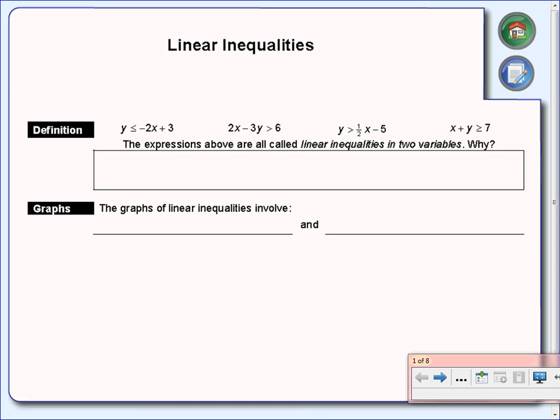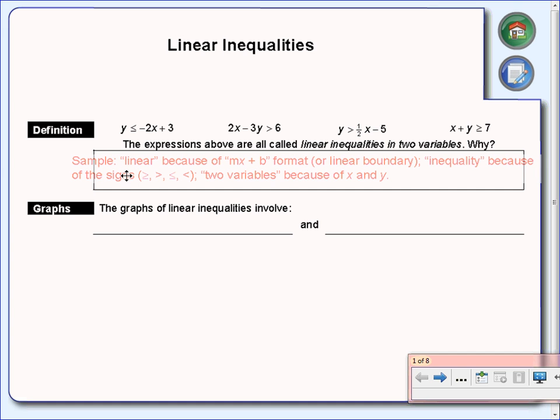It says here that these expressions can be called linear inequalities in two variables. Why do we call those linear inequalities in two variables? Well, for a couple of reasons. First of all, linear because each of these is either already in slope-intercept form, or we could rewrite it in slope-intercept form. So that's where the linear part comes from, because all of these are lines. They're linear.